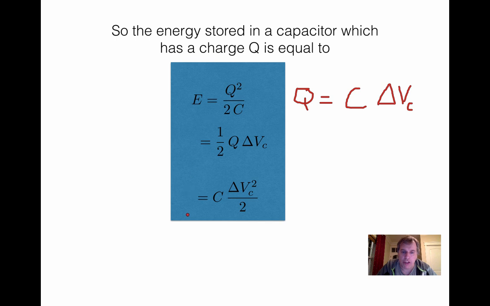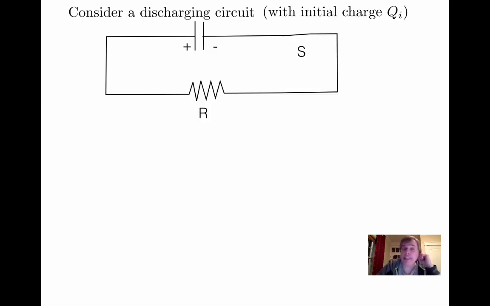Okay, so those three equations are equivalent for the energy stored in a capacitor when it has a charge Q, or when it has a delta V, a voltage across the capacitor, delta VC. Okay, those are important equations. As a test of whether we understand things correctly, consider now a discharging circuit. Remember what we do, we start with a capacitor that has some charge Q initial. So we start with some charge here, we close the switch, there's a switch here that I close, and then the capacitor starts to discharge.